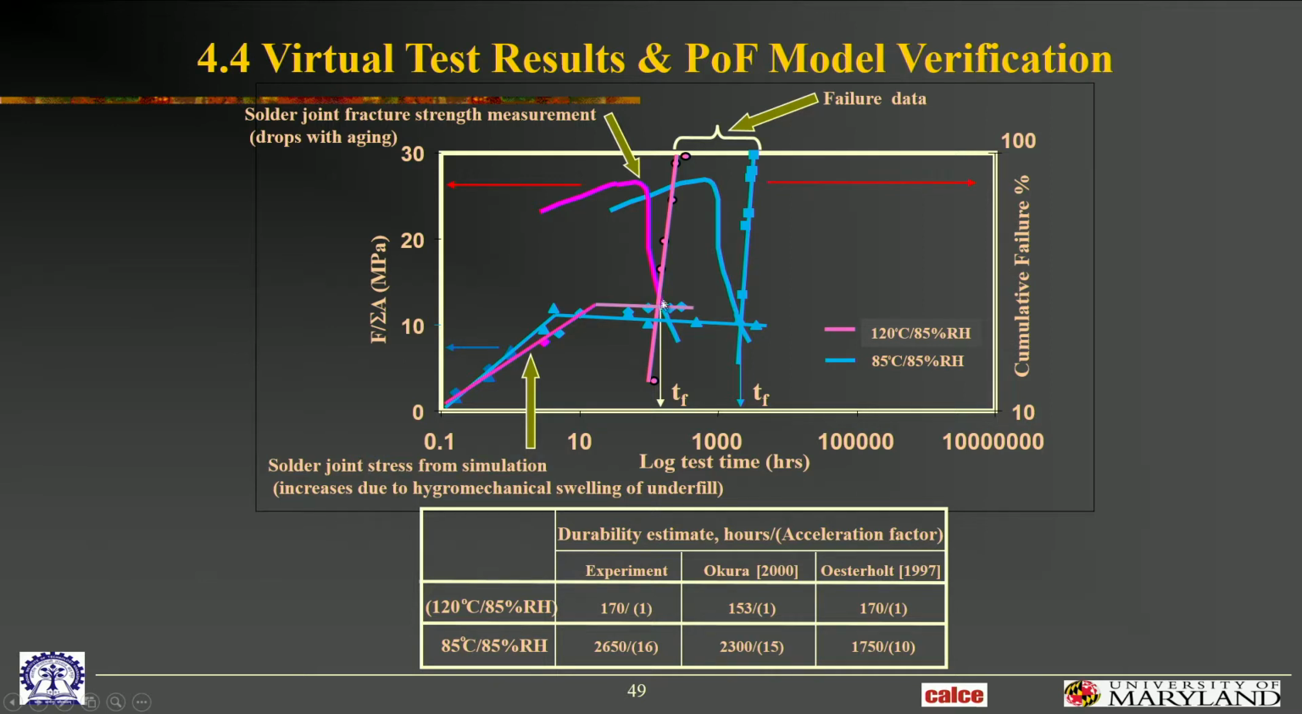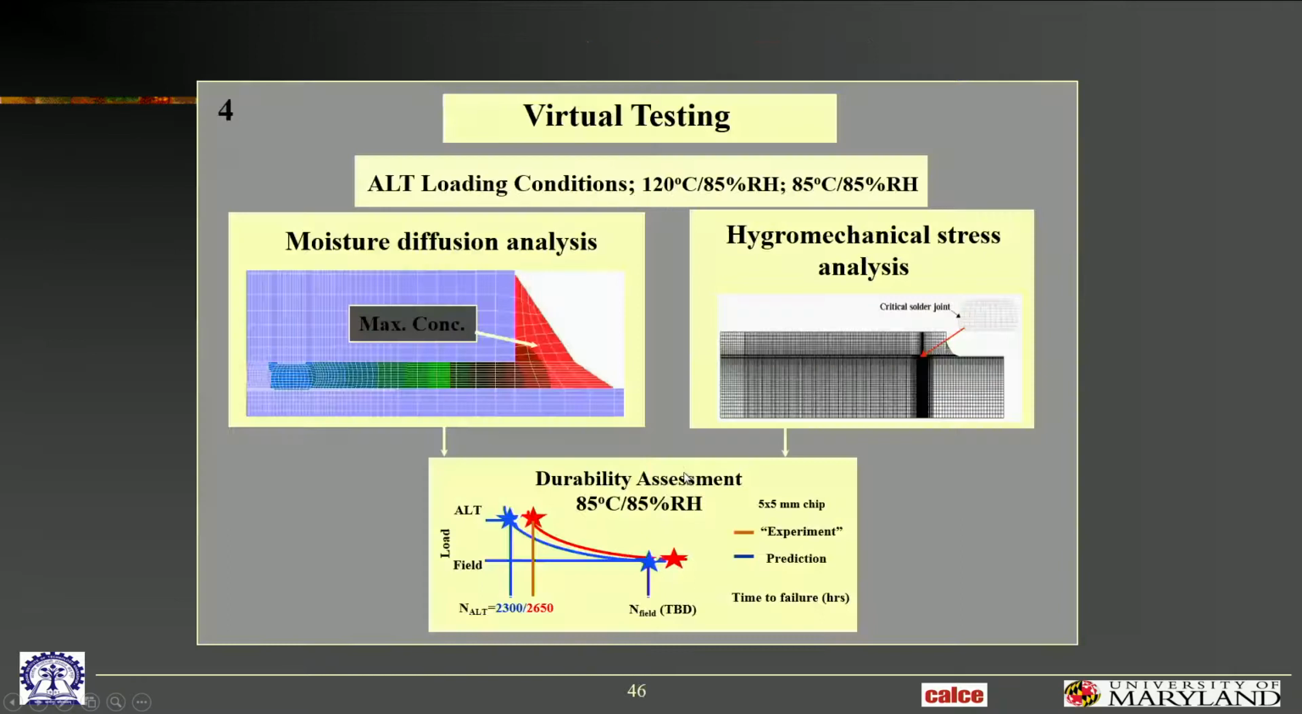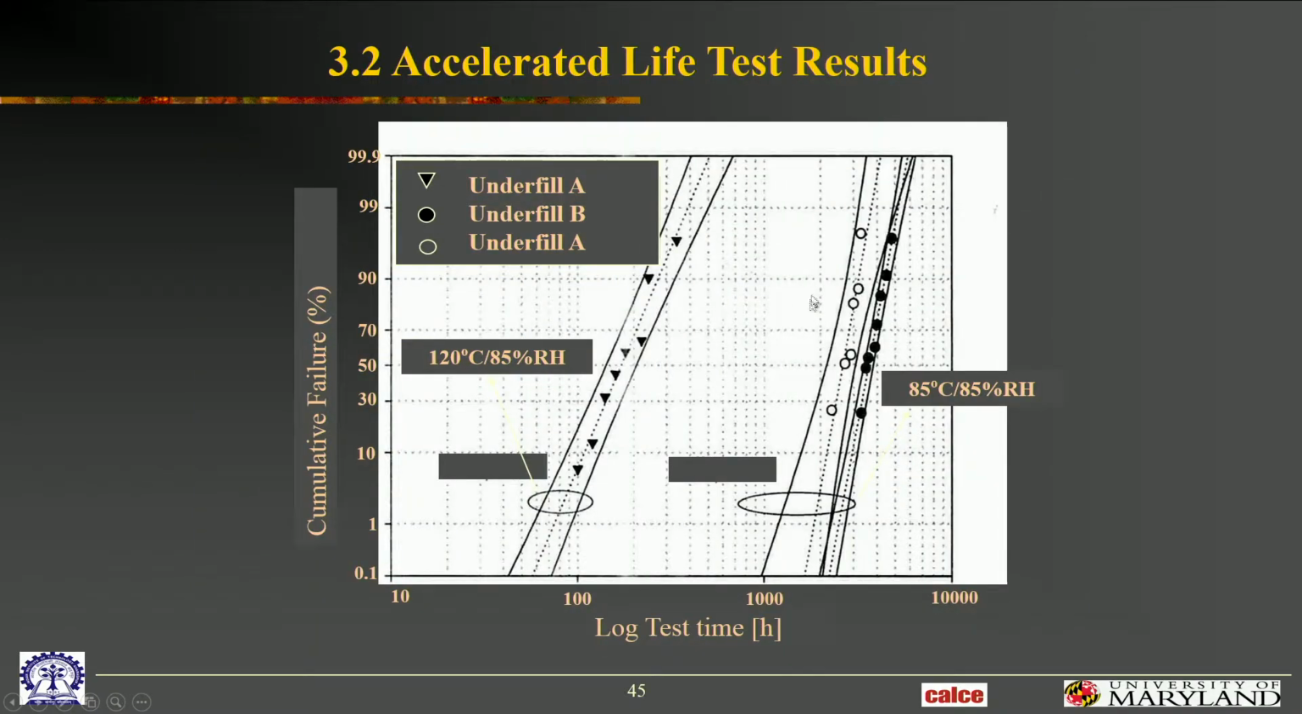The intersection here is at time of prediction. This is our prediction. At 120, 85, the intersection is at 153 hours. At 85, the intersection happens at 2300 hours. And if you look at the experimental data that was here, if I superpose that data on top of those predictions, here's where they are.